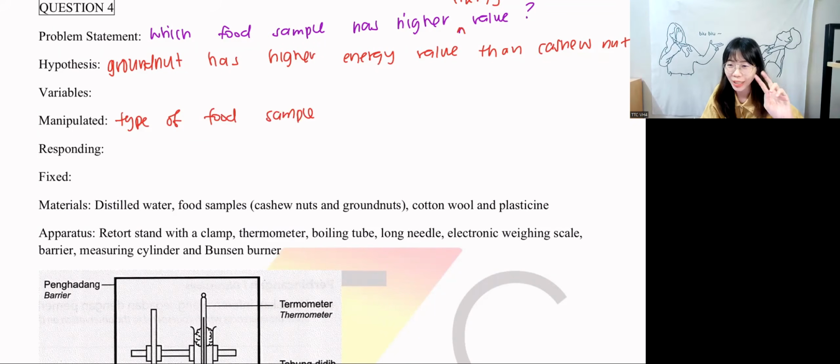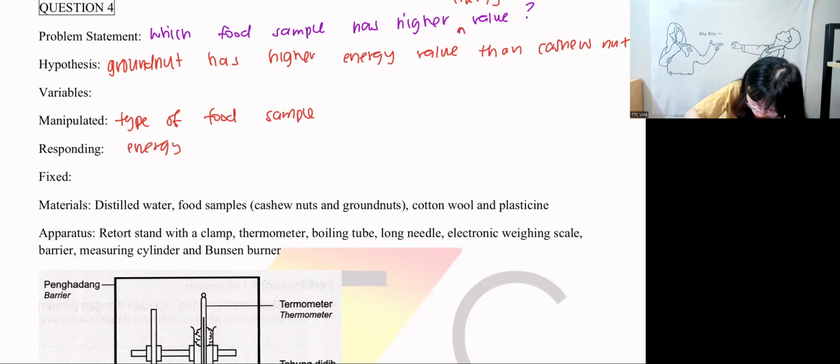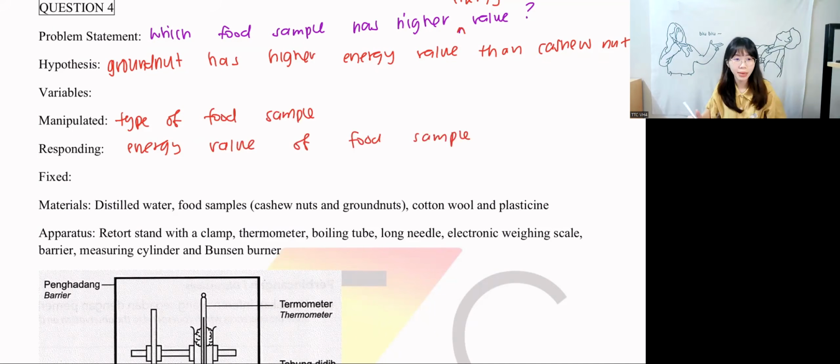Responding variable, we can write two answers. We can write operational responding variable. We can write responding variable. If you want to be easy, of course, you can write energy value of food. That is the easiest answer. Energy value of food sample. Okay, for fixed variable, how do we write fixed variable?